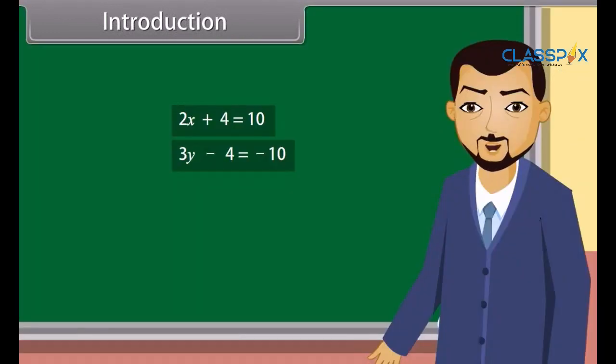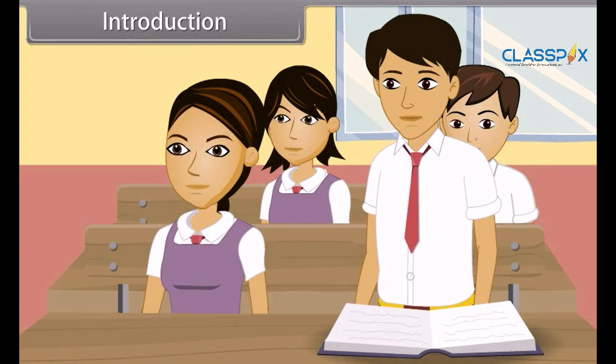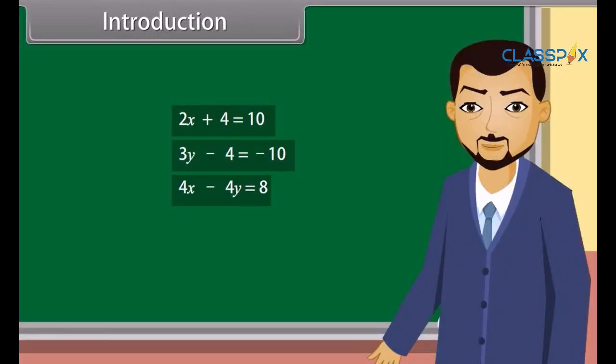And what type of equation is this? This is also a linear equation. You're right. This is also a linear equation. But it has two variables. So it's a linear equation in two variables. Today we will learn about the pair of linear equations in two variables.